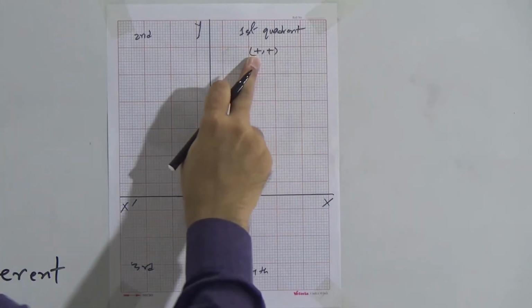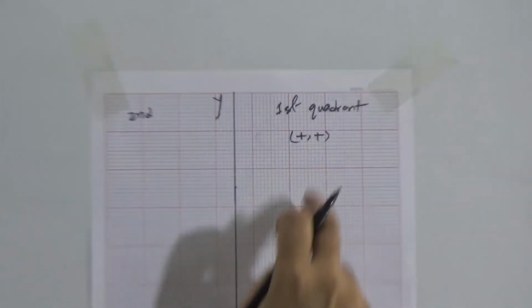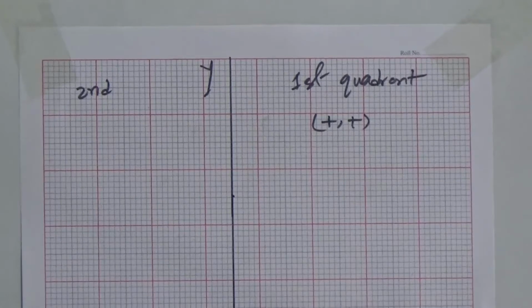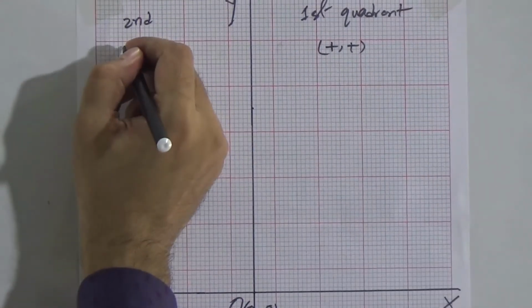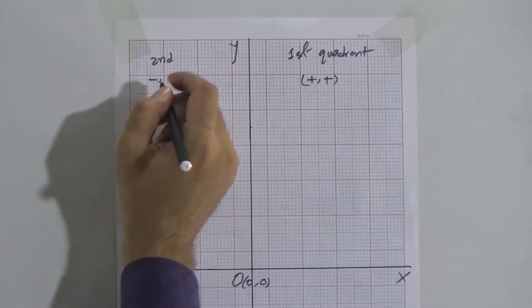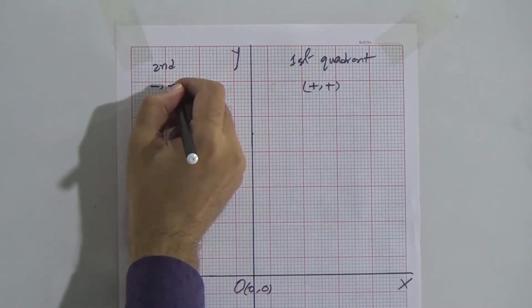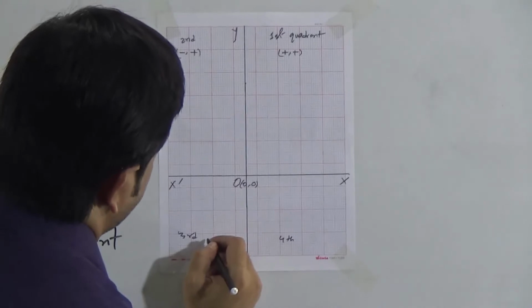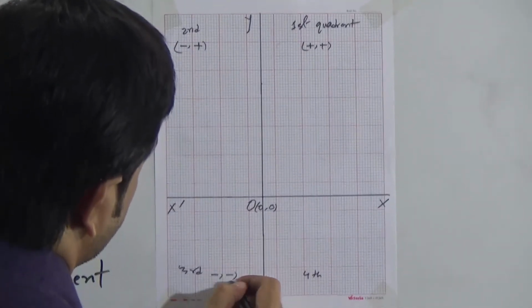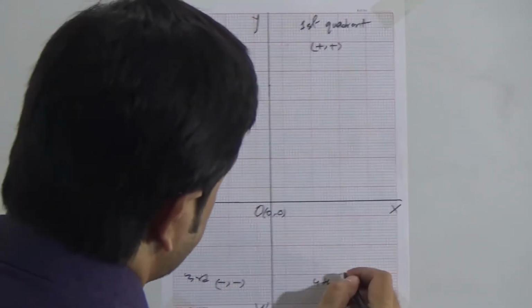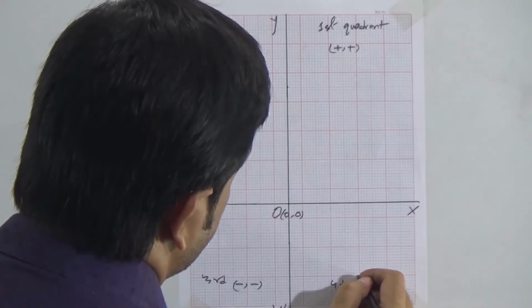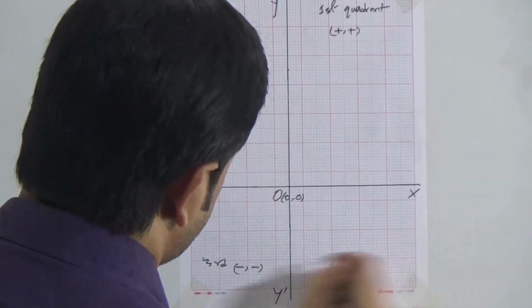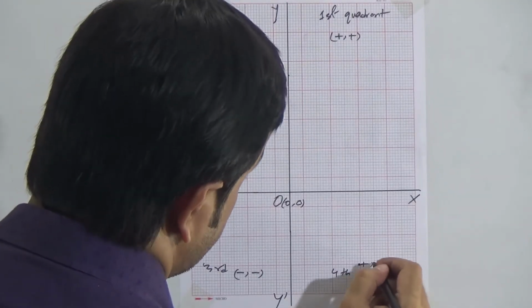If the first quantity and second quantity are positive, we have to put the point in this quadrant. In this quadrant, the first quantity is negative and the second quantity is positive. In this quadrant, the first quantity is negative and the second quantity is negative, and in this quadrant the first quantity is positive and the second quantity is negative.